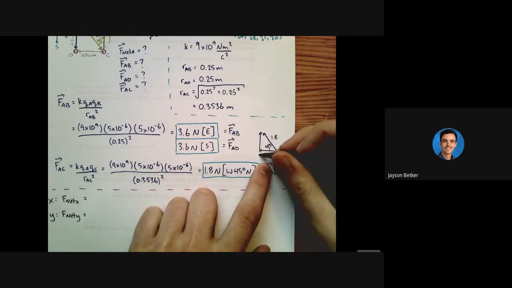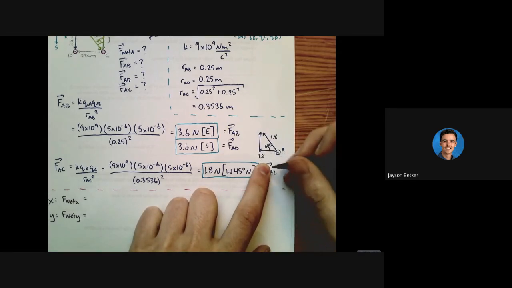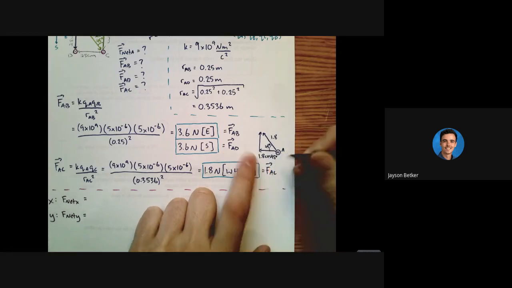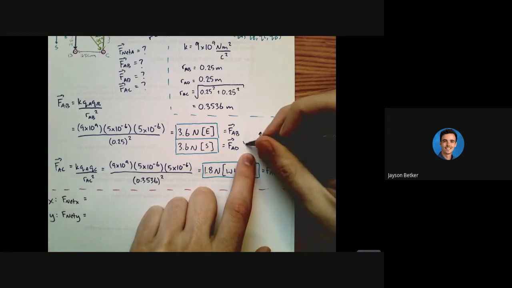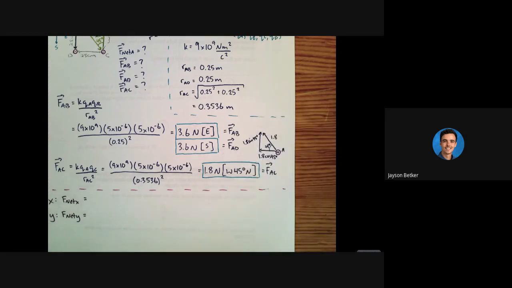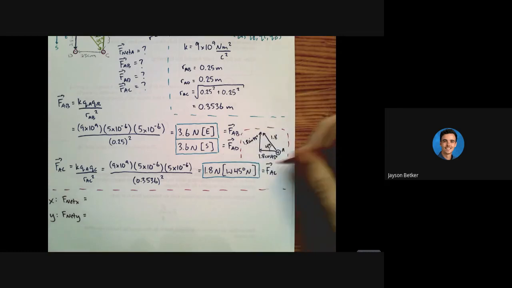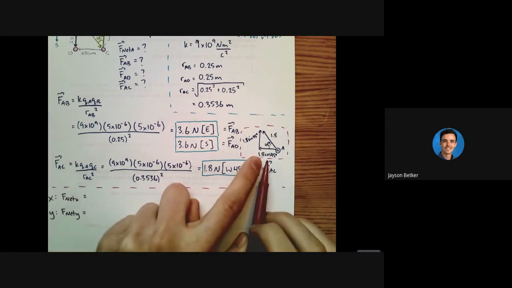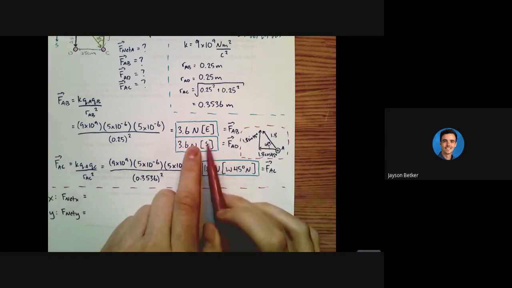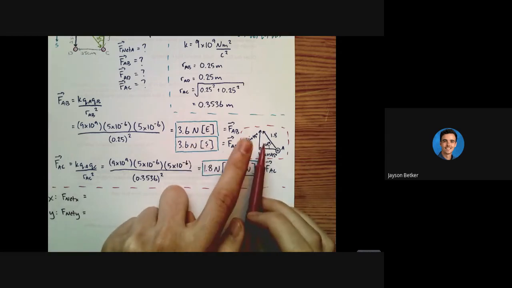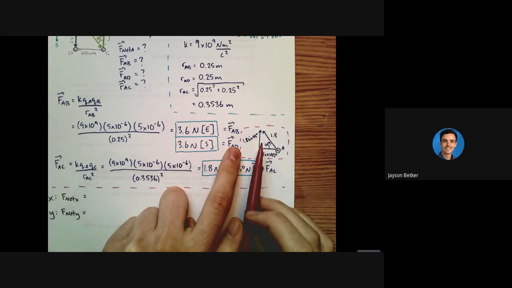So this is going to be 1.8 cos of 45 degrees, and this is 1.8 sine of 45 degrees. Okay, I'm going to put a little box around this so we don't get that confused with everything else. Now, remember that this is going east and this one's going to be going west, and this one's going south and this one's going to be going north. So they're going to subtract from one another.